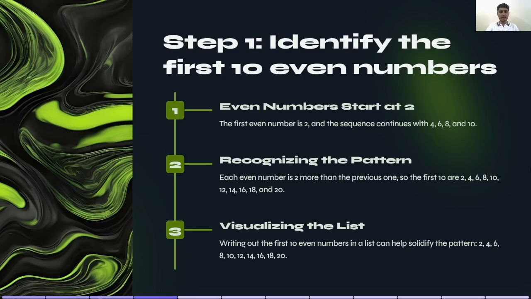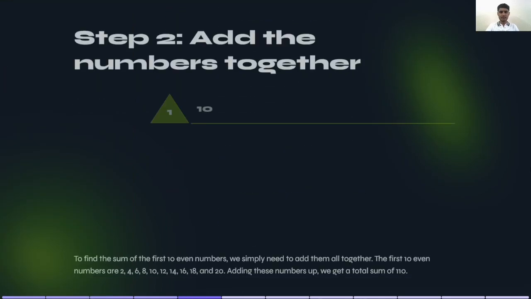And the second one is recognizing the pattern. Each even number is 2 more than the previous one, so the first 10 are 2, 4, 6, 8, 10, 12, 14, 16, 18, and 20. The third is visualizing the list. Writing out the first 10 even numbers in a list can help solidify the pattern: 2, 4, 6, 8, 10, 12, 14, 16, 18, and 20.